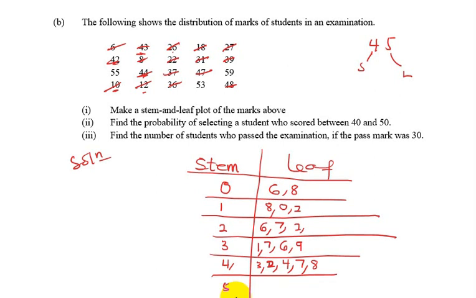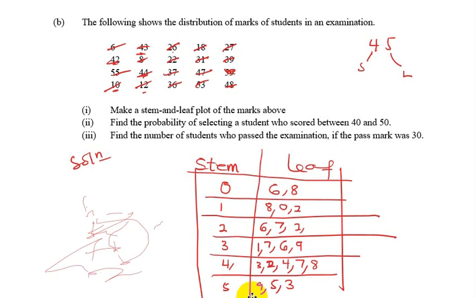Now number 5, we have 59 here, we have 5, so there will be 9. Then 55, there is 9 already, 5 already, so we need 5. And the last one, 3. So this is how to draw the stem and leaf plot.